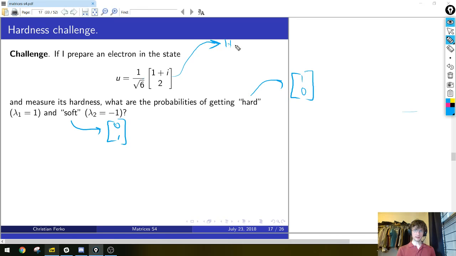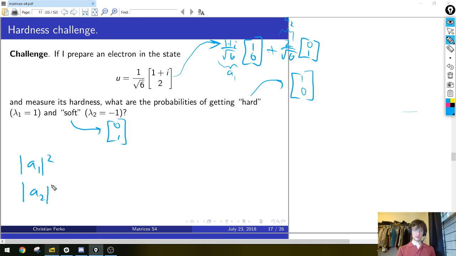Yeah, so I'll write it like this: (1 plus i) over root 6 times (1, 0), basically, right? Good. And then the second one? The second is going to be 2 over root 6 times (0, 1). Good. Okay, so now this is a1, since that's the number appearing in front of this hard eigenvector, and this is a2, since it appears in front of the soft one. So now we need the absolute values of these two complex numbers. What are the absolute values a1 squared and a2 squared?